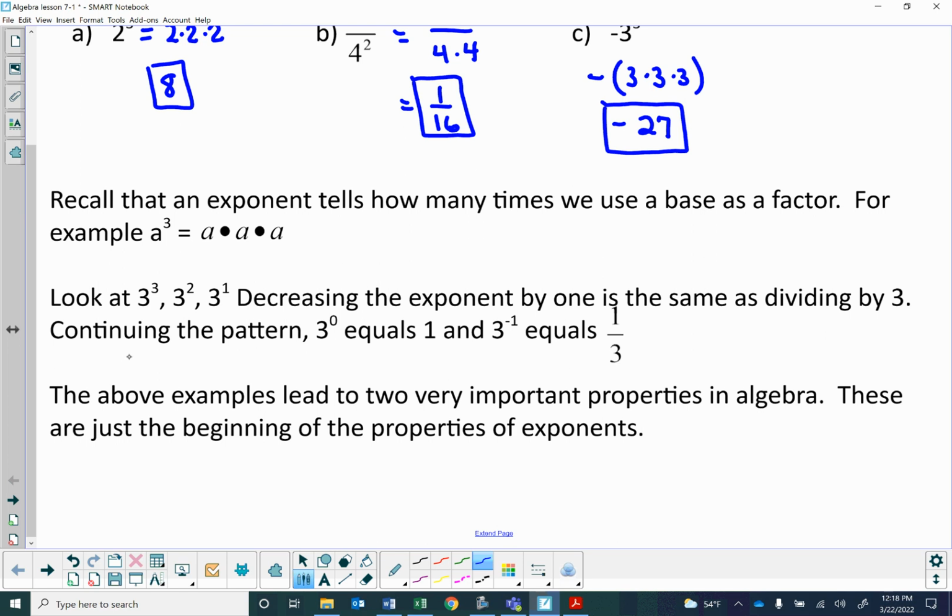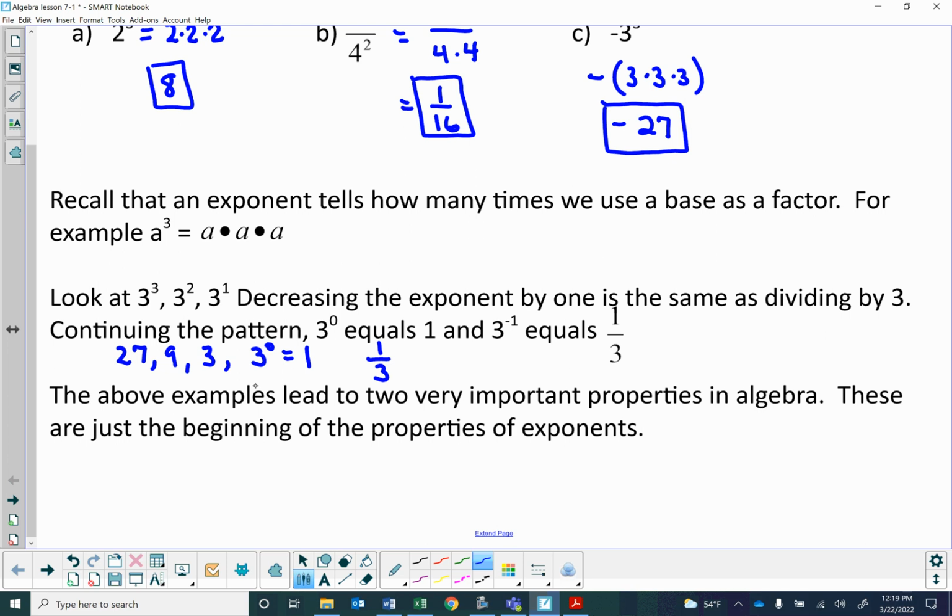So if we have 27, then went to 9, and then went to 3, 27 divided by 3 is 9, 9 divided by 3 is 3. If we continue this pattern, 3 divided by 3 equals 1, so 3 to the 0 has to equal 1. And 3 to the negative first means we're dividing 1 by 3, so 1 divided by 3 becomes 1/3. These two examples lead to some very important properties in algebra, and these are just the beginnings of the properties of exponents, which is what this chapter is almost all completely about.